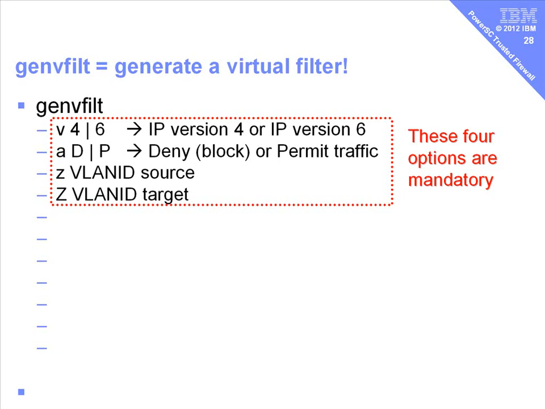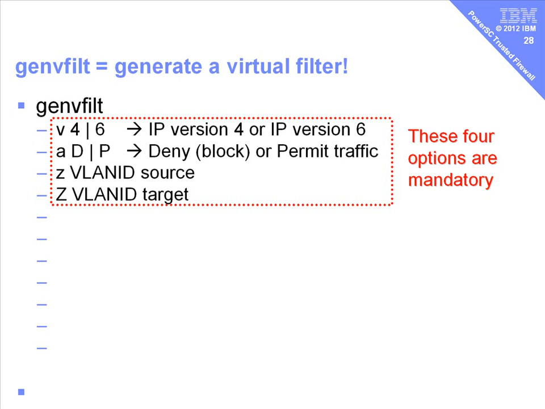At the top we have the -v option, which is 4 or 6. This is IP version 4 or IP version 6, and as far as I can work out, most people are still using IP version 4. But 6 is available. The next one down is deny or permit traffic. Now, by default, a firewall denies everything, so we're going to use the -a uppercase P option to permit traffic. We will come across an instance where we want to do a deny when we're looking at ranges later on.